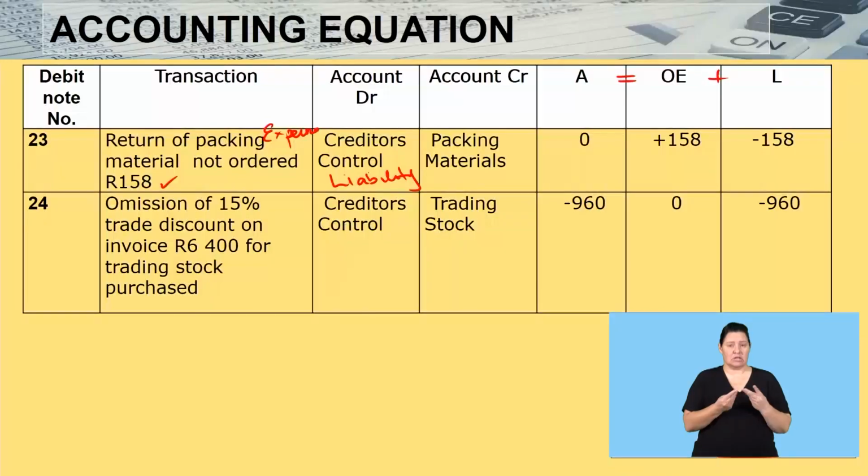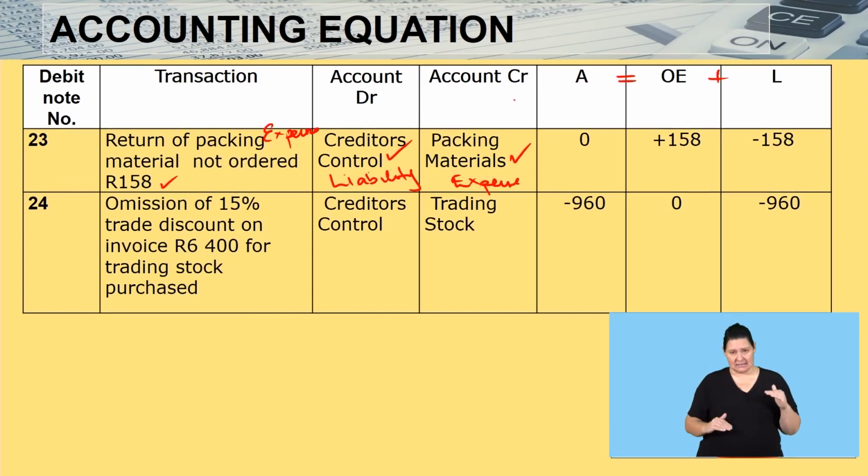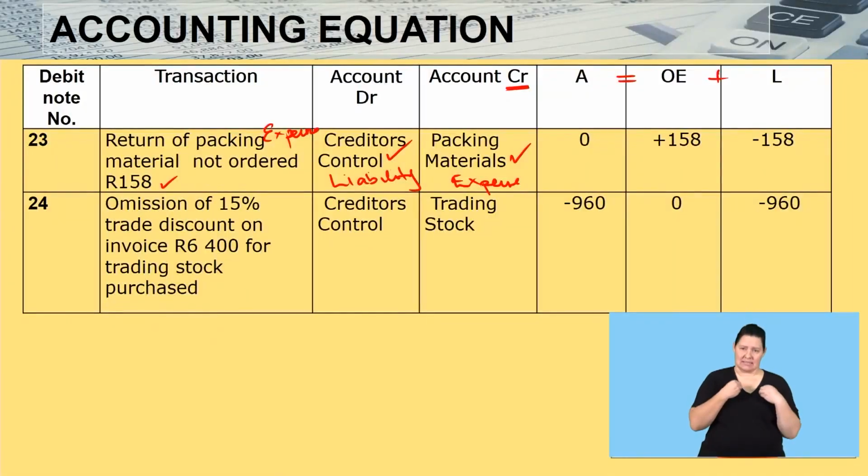So let's see how these two will affect the accounting equation. When packing materials are returned, which account do we debit? We debit our creditors control and we credit packing materials. Why? Because it is an expense. So once an expense is decreasing, we credit it. All right? And then it is very important, dear learners, that you get to understand the effect it will have either on the assets, owner's equity, or the liabilities. Let's look at it again.